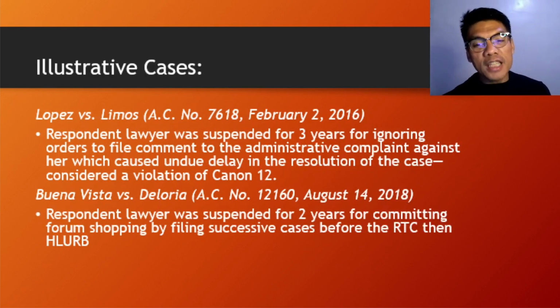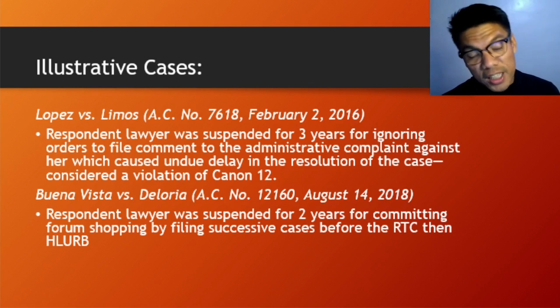The first case is Lopez versus Limos. So, here the respondent lawyer was suspended for 3 years for ignoring orders to file comment to the administrative complaint against her, which caused undue delay in the resolution of the case. And this was considered a violation of Canon 12.